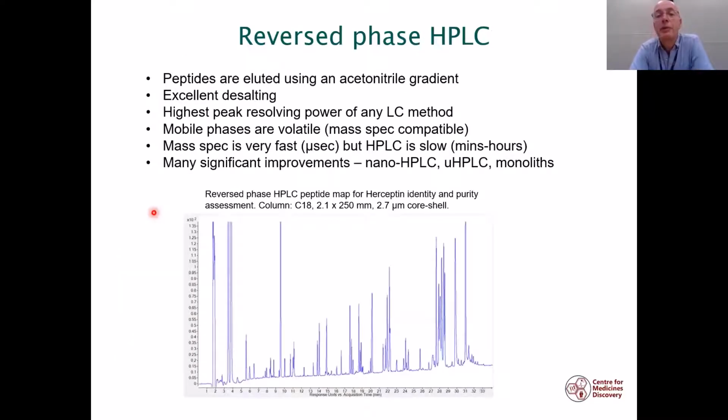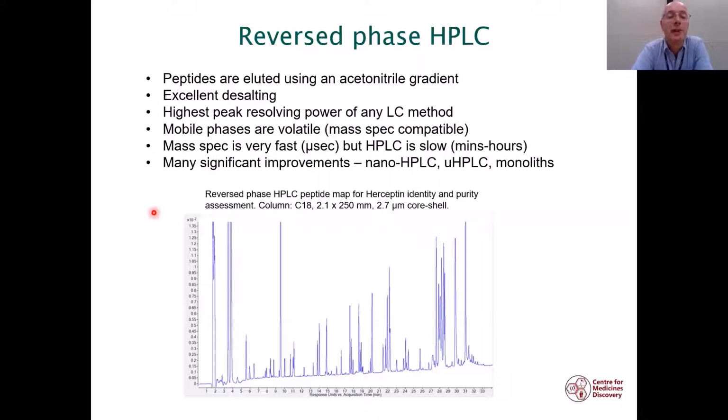So just to say something about reverse phase HPLC, if you're not familiar with it, reverse phase HPLC is a very, very common separation technique. In the example I've shown you, peptides are eluted from a column using an acetonitrile gradient. There are huge advantages to using reverse phase HPLC. One is it gives you very, very good desalting, and that's essential for successful electrospray. HPLC has the highest peak resolving power of any liquid chromatography method. So that's also important because we want to separate very complex mixtures.